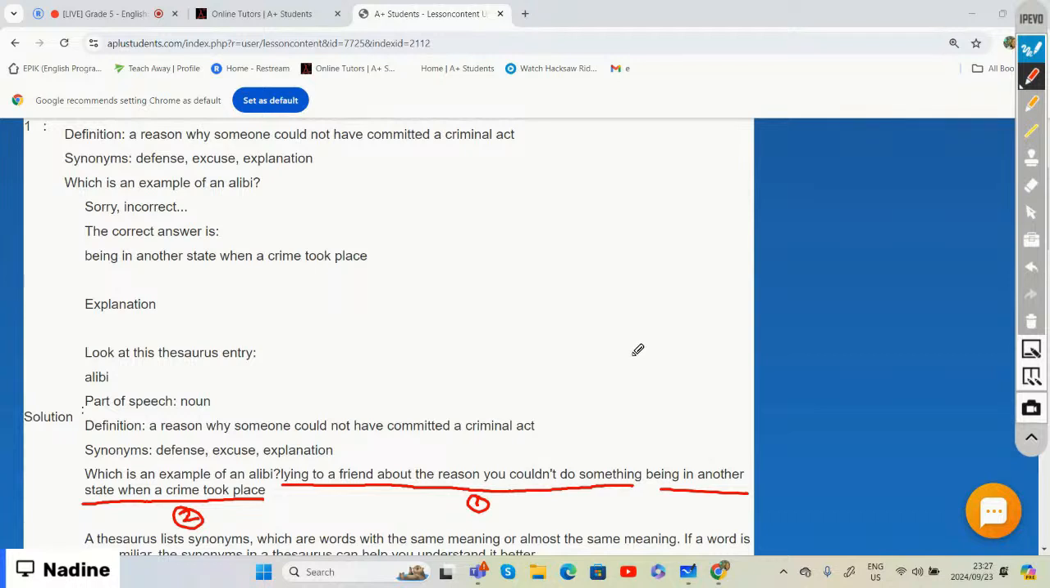And if we look at an example of an alibi, then we would say the example of an alibi is being in another state when a crime took place. That is an alibi. Because if you're lying to a friend about the reason you couldn't do something, that is not an alibi. Because remember, an alibi is you need to come up with an excuse or an explanation or defense as to why you could not have committed that criminal act. Meaning, I was not in the state, I was in a different state, I was in a different city, I was not here. You need to come up with an explanation.